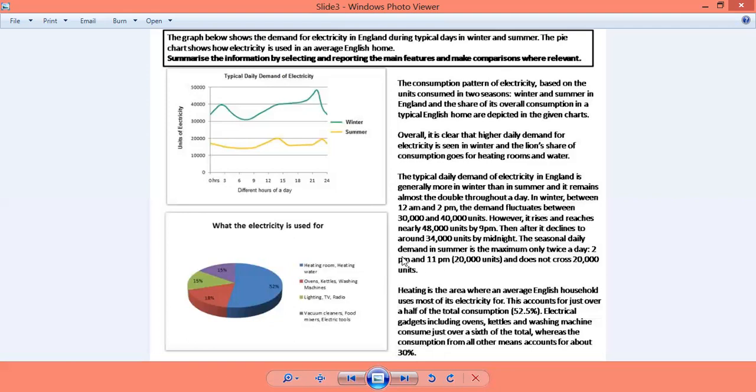The seasonal daily demand in summer is the maximum only twice a day, 2 p.m. and 11 p.m. and does not cross 20,000 units. ये अभी समर के लिए एनालाइज कर रहे हैं that summer में सिर्फ 2 बार पीक हो रहा है, that is around 2 p.m. and 11 p.m., right? Around 2 and 11. And then also, even though it is at its peak, it is never crossing 20,000 units. Do you see how comparison is shown over here?